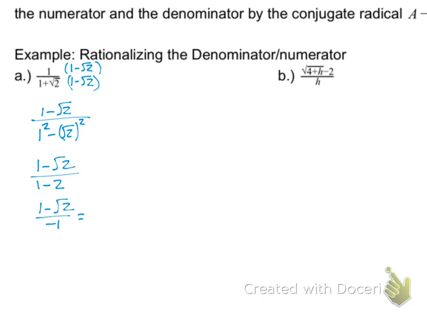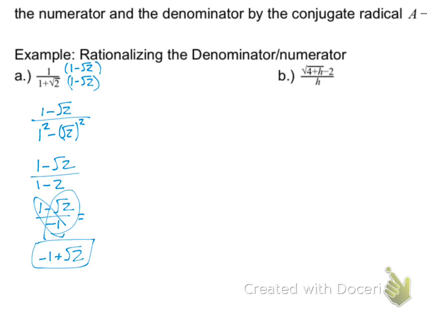What? Yeah, question? So we're going to bring the negative 1, so therefore it is negative 1 plus the square root of 2. I think that's a lot easier to look at than 1 over 1 plus the square root of 2. Personally, whether we consider that rationalized or not, I think it's just more simplified.